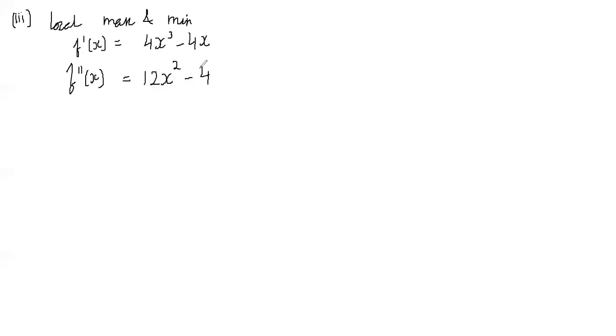Now we have to substitute the critical points in this. So what were our critical points? The critical points are 0, 1, minus 1. So we substitute f double dash of 0. So this will be 12 into 0 will be 0, minus 4. This value will be minus 4. Since it is minus 4, this value is less than 0. If the value is less than 0, this will be local maxima.